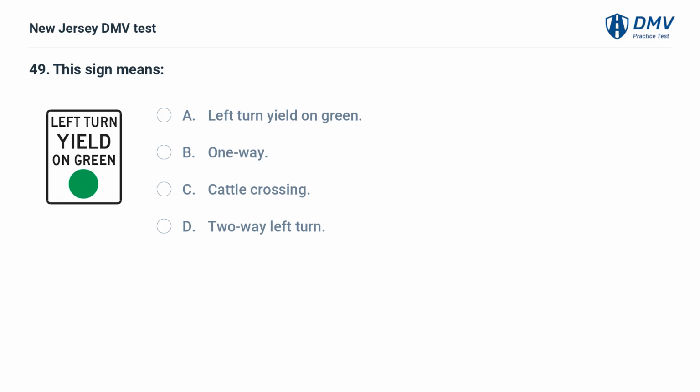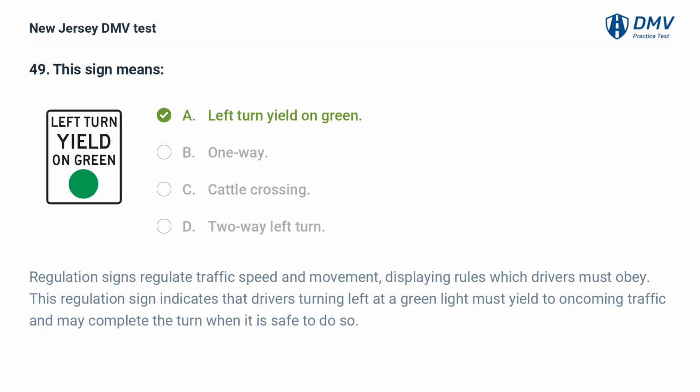This sign means: A. Left turn yield on green. B. One-way. C. Cattle crossing. D. Two-way left turn. A. Left turn yield on green.